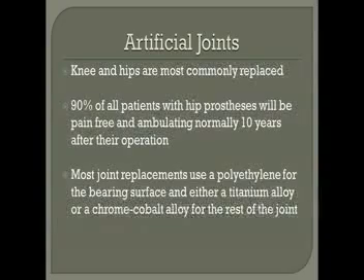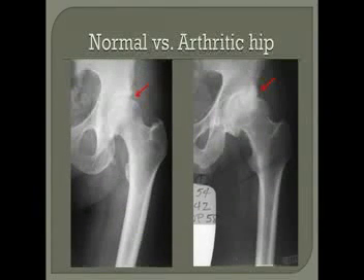Where 90% of all the patients with hip prostheses will be pain-free and ambulatory after 10 years post-operation. That's a long time. Most joint replacements use a polyethylene for the bearing surface and either a titanium alloy or a chrome cobalt alloy for the rest of the joint.